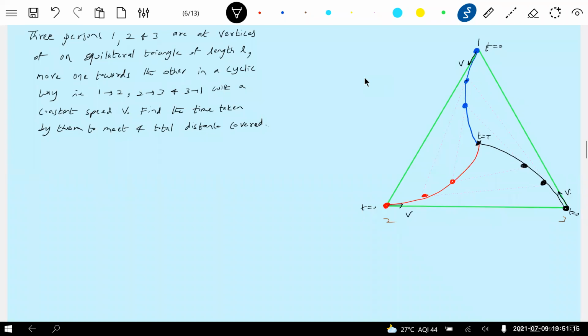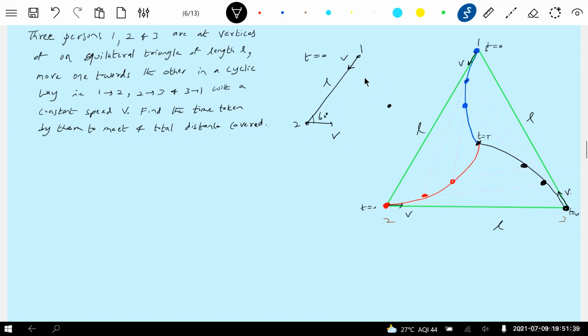Okay, how to calculate this time taken? I'll go for the relative velocity. What was the initial separation? It was L. So take help of this. This was V. This is 1, this is 2, and this is 60 degrees. This was separation L at t equals 0, and finally they'll meet here.